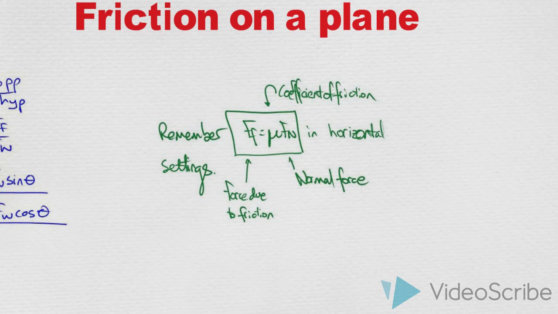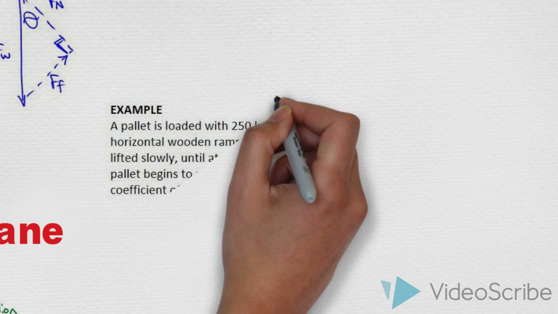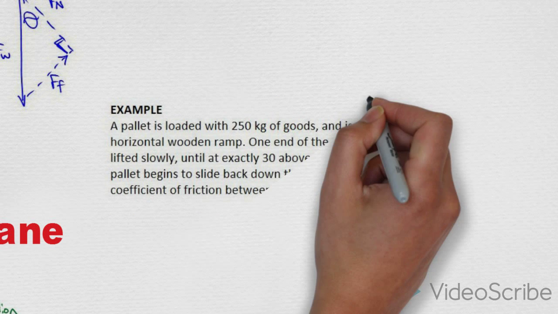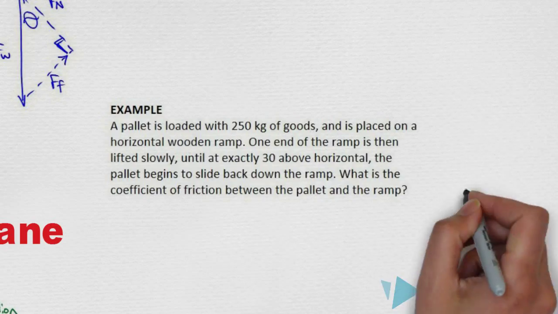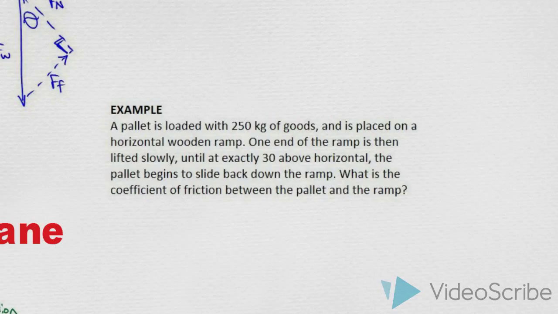Here's a problem to try. A pallet loaded with 250 kilograms of goods is placed on a horizontal wooden ramp. One end of the ramp is then lifted slowly until at exactly 30 degrees above the horizontal, the pallet begins to slide back down the ramp. What's the coefficient of friction between the pallet and the ramp?